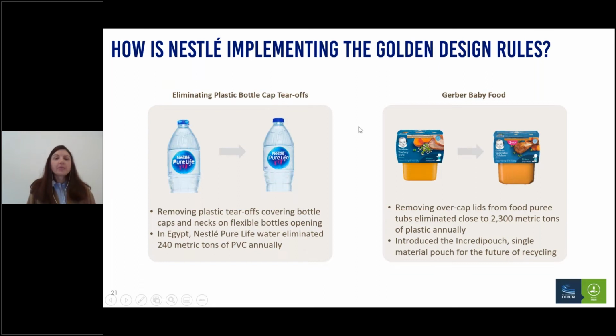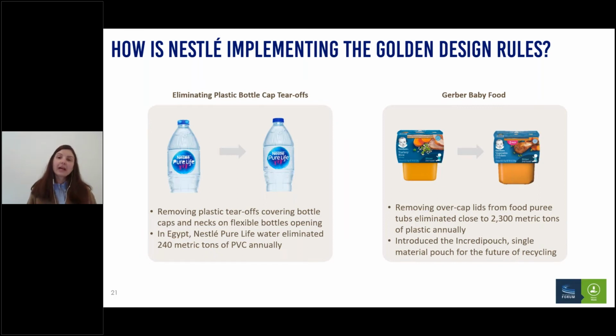The first example to share with you links to the Golden Design Rules 2. And here we have an example from Egypt, where we've eliminated the plastic overwrap on the cap for Nestle Pure Life Waters. The plastic tear-offs that cover the bottle cap and neck were removed, and they had been there from a point of view of the consumers understanding that the bottle had not been opened.